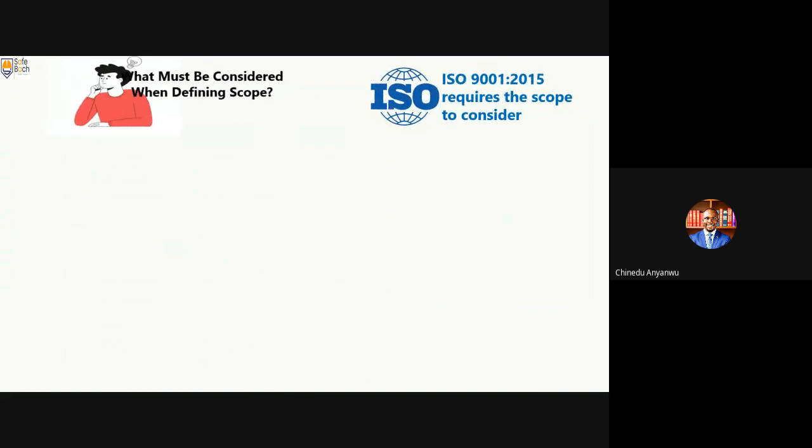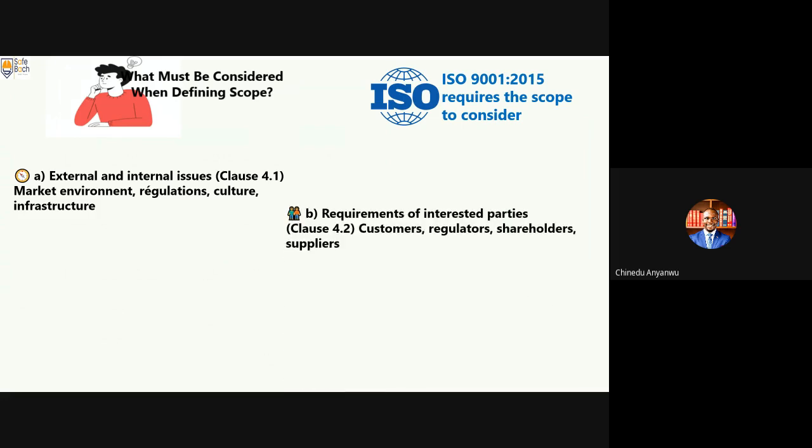So now, what must be considered when defining the scope? Let's look at this in earnest. According to the ISO quality management system standard, ISO 9001, it requires that the scope must consider first internal and external issues. So once again, you can refer to what we've discussed on internal and external issues, including markets, environment, regulations, culture, employees, and the rest of them. You must consider them in defining your scope. You must consider the requirements of interested parties.